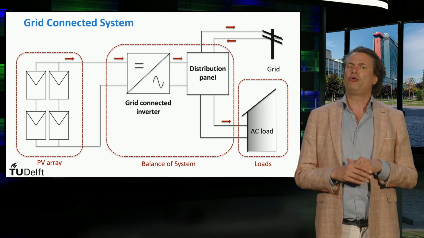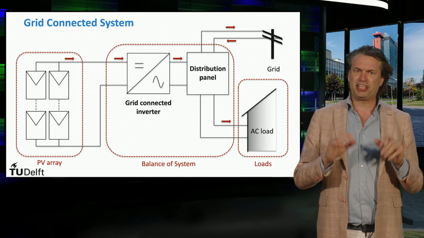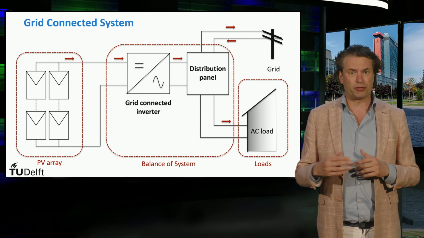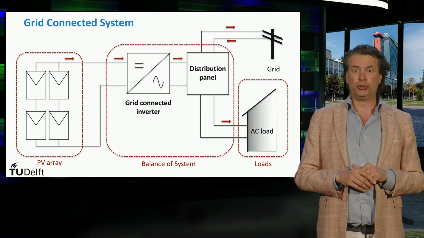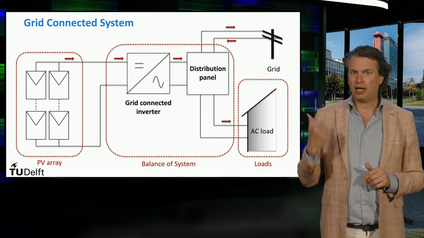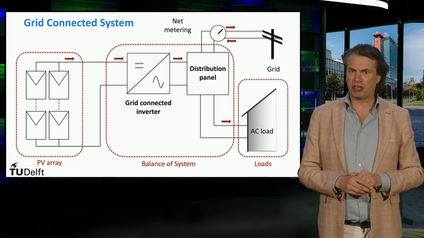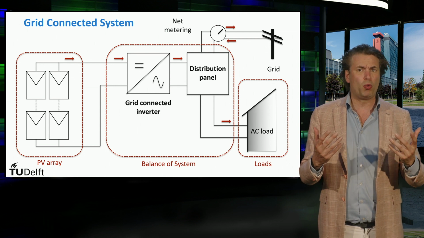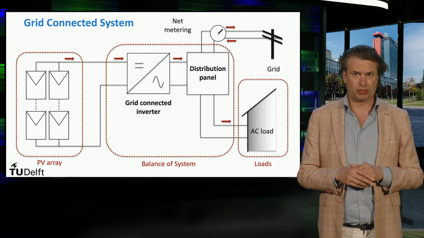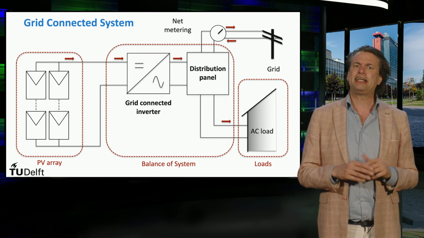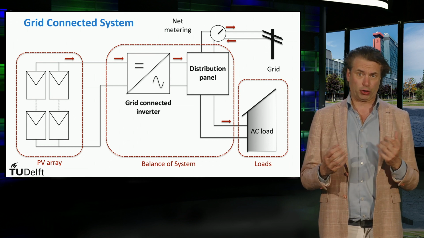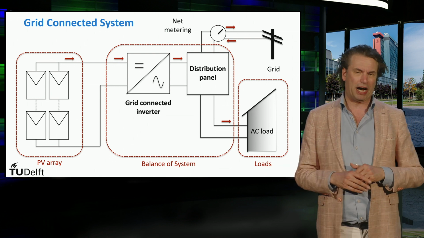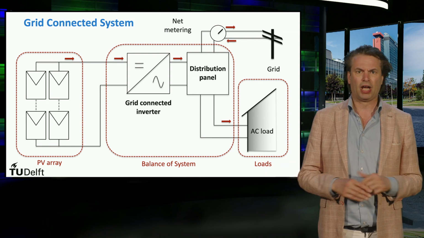The grid and the load are usually connected through a distribution panel. The interaction with the grid is two-way, while the interaction with the load is unidirectional. A net meter is also usually found in this type of PV system. A net meter is nothing but a two-way power measurement instrument. This meter takes into account not only the power consumed from the grid by the consumer, but also the power fed to the grid by the PV system.